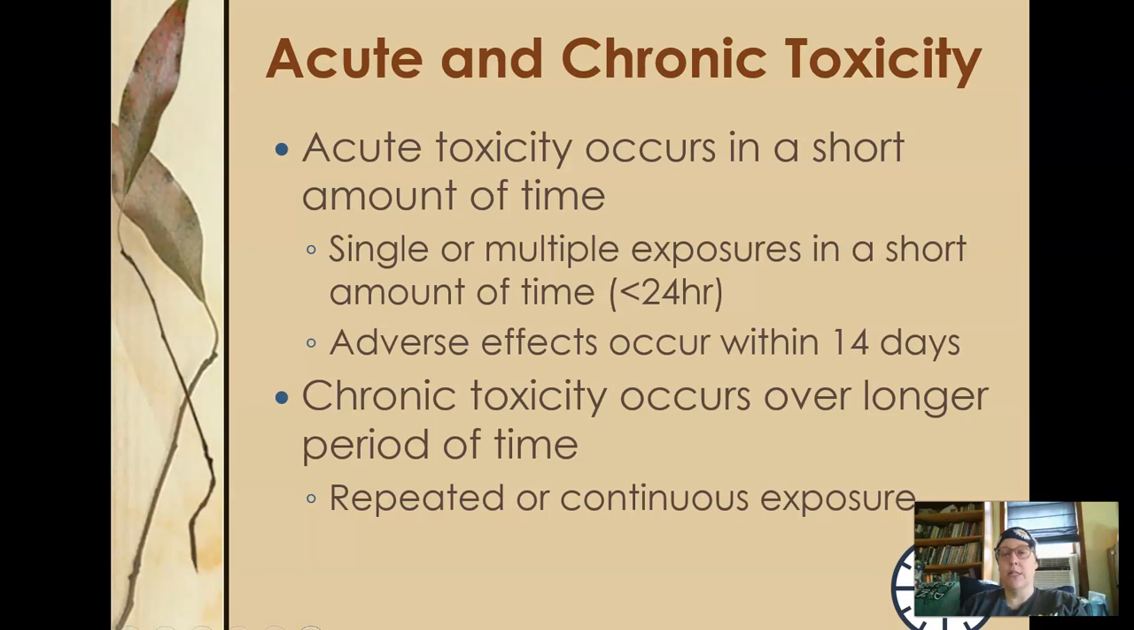So chronic toxicity can occur over longer periods of time. This is where you don't know that you're being exposed because you don't see any adverse effects with the daily dose of whatever it is. So again, this is repeat or continuous exposure. This could be small exposure at a workplace, a small exposure through chemicals that you ingest or put on your body, over a period of time.